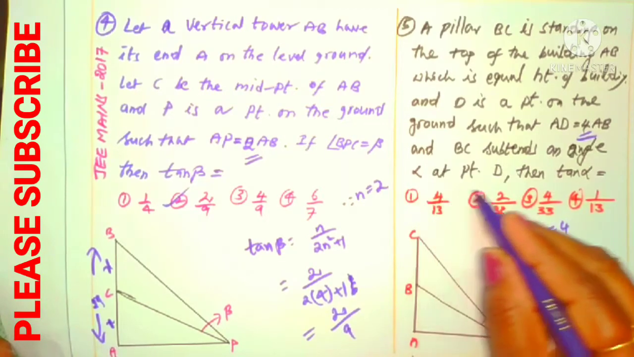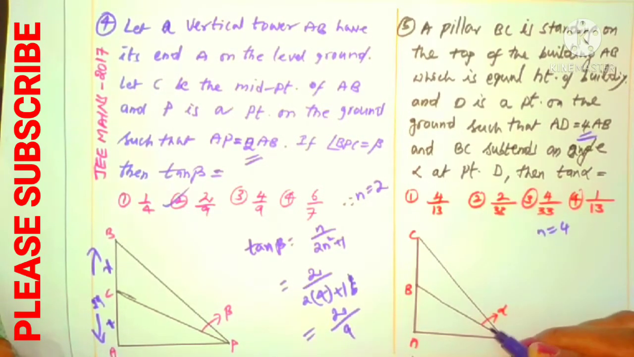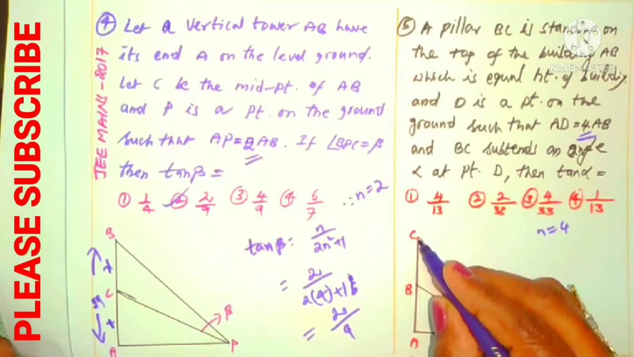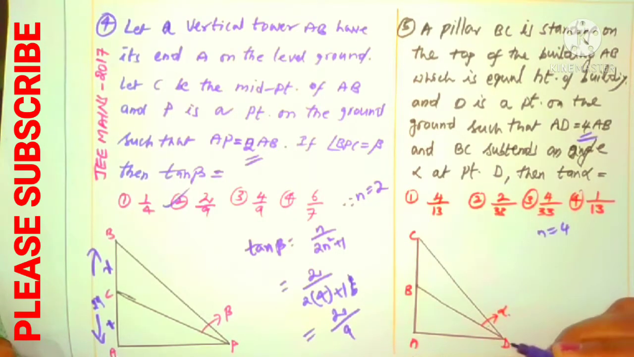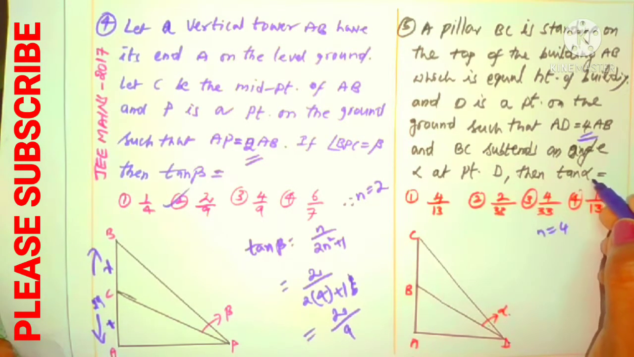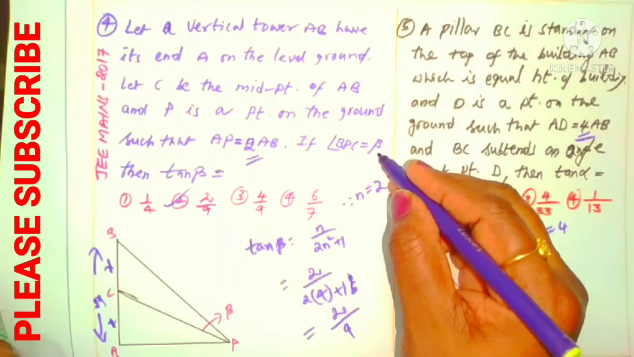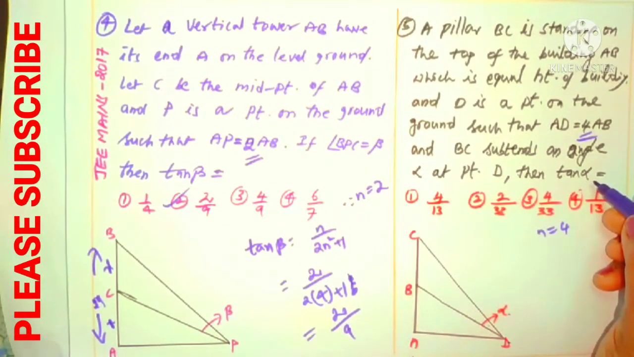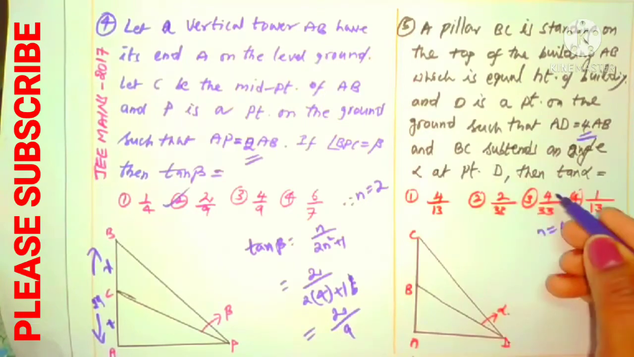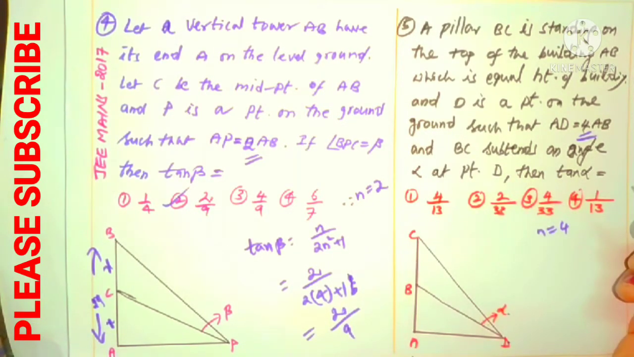The upper portion BC subtends an angle alpha at point D. Then he is asking for tan alpha. Before it was the letter beta, here the letter alpha is given. That is the only difference here and there. The names are changed, but the situation is the same.